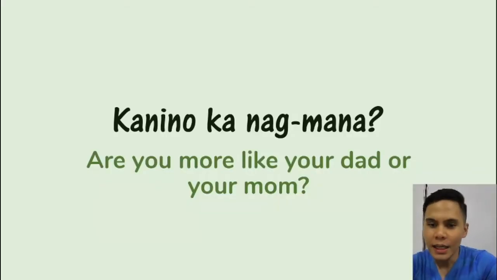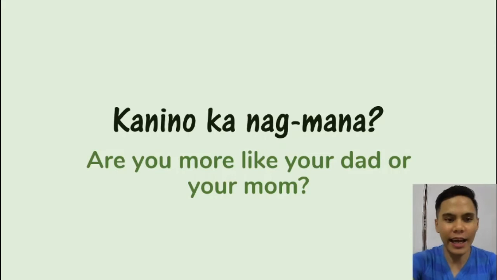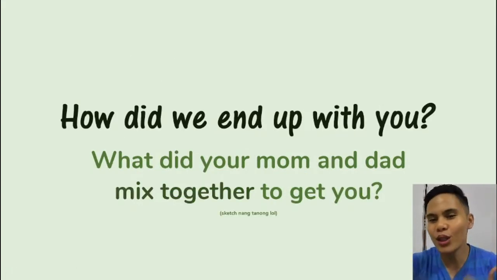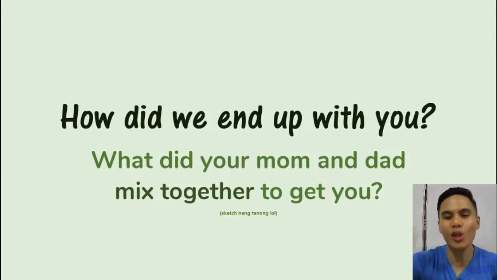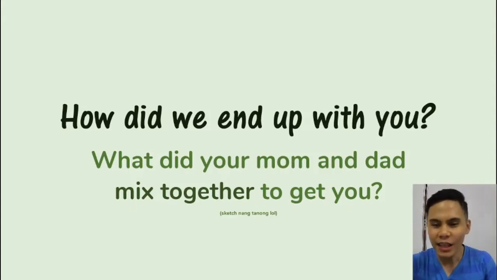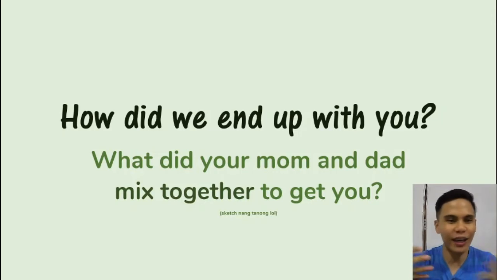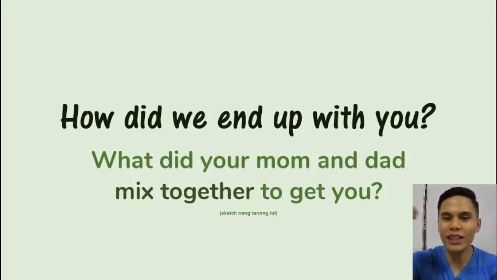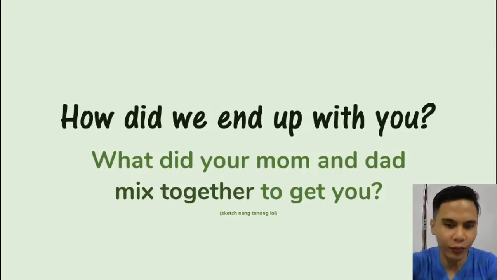Let's go! So, sometimes you get asked, "Kanino ka nagmana?" When you get asked this question, usually it's trying to pertain to who you look like, your mom or your dad. Basically, your parents tend to give you certain traits. You resemble your parents in certain ways. So your mom and dad, their traits kind of mix together and then it turns into you. But how does this happen? How do we end up with someone as unique as yourself?